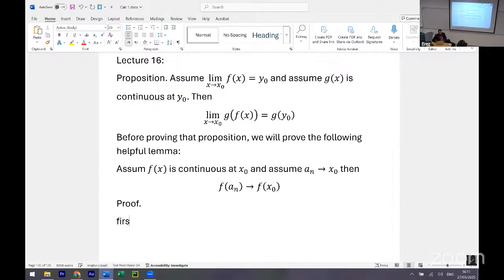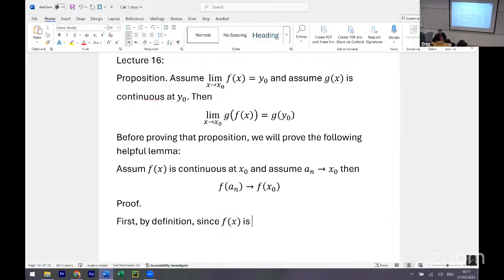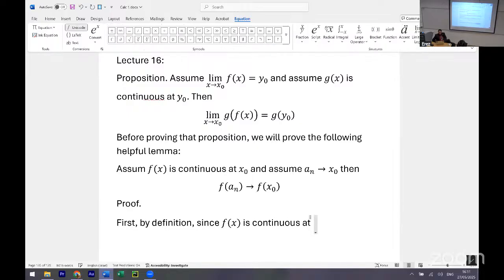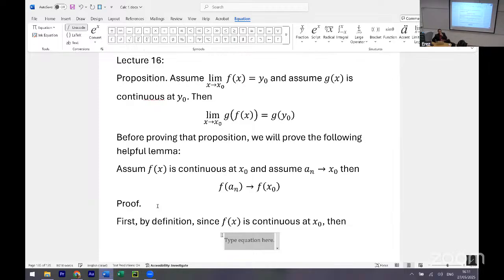First, by definition, since f of x is continuous at x0, what does it mean? What's the definition of continuity? That the limit approaching x0 is equal to the value at x0. Yes, the limit equals the value at the point. Okay.